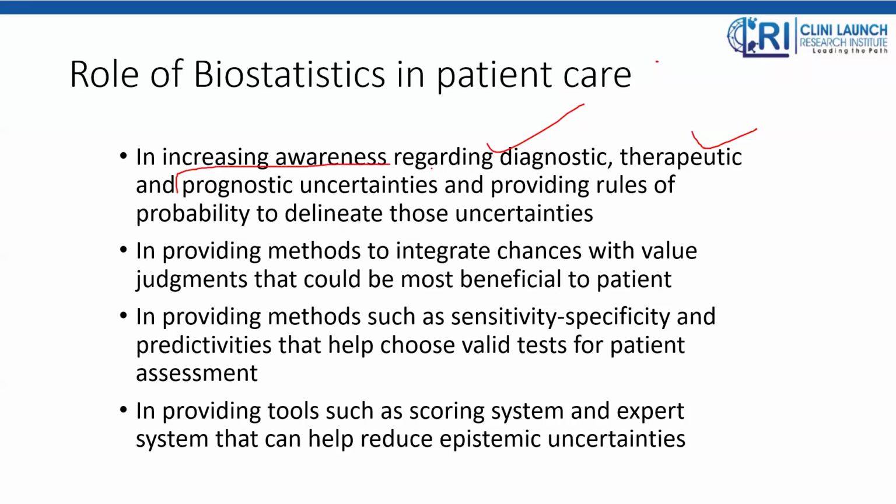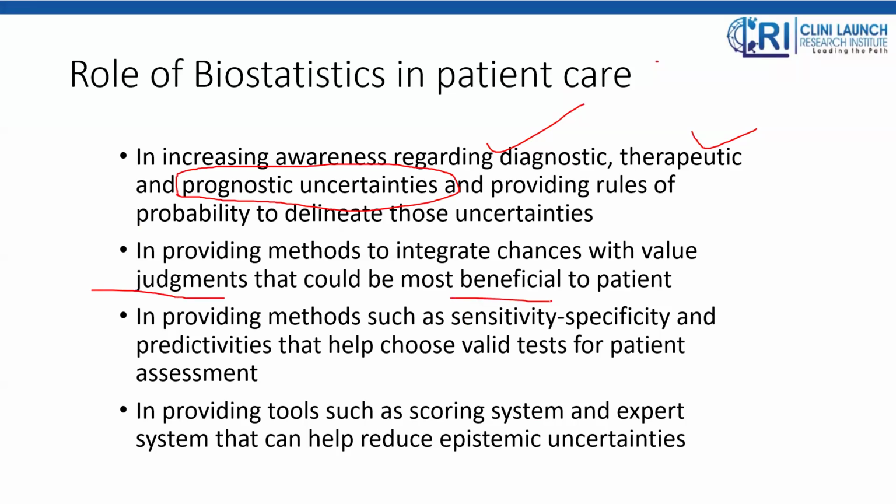What are prognostic uncertainties? Prognosis: how long the person will survive, for how many years? What is the disease prognosis? This treatment regimen will increase the chances of survival by 5 years, 3 years. How can you say that exactly? Through statistics. So it gives us the chances to make value judgments that are more beneficial to the patient.